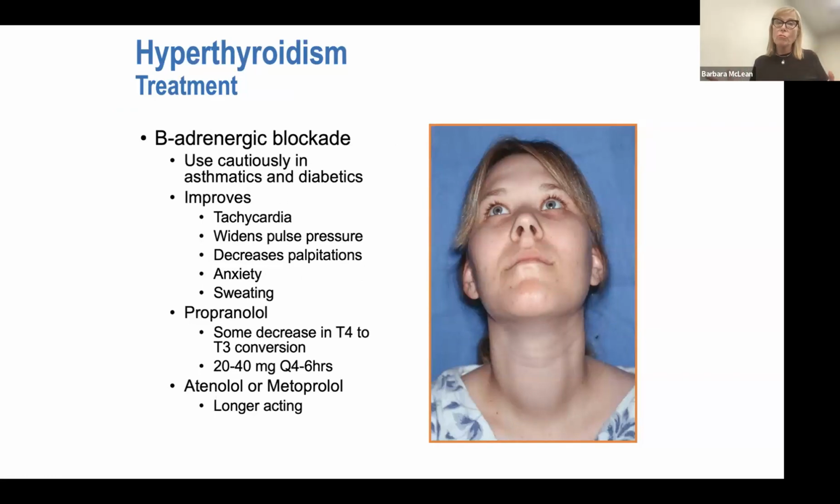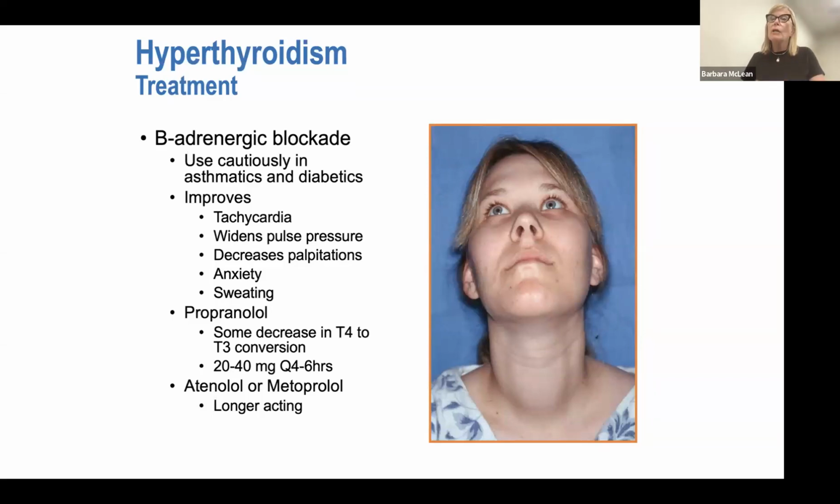So, hyperthyroid treatment. This patient is hyperthyroid. She doesn't have full exophthalmos. What you're seeing here is that this patient has a bilateral goiter, and you can see it in her neck. Now, goiters sometimes produce thyroid hormone. Sometimes they don't produce thyroid hormone. They're not definitive in terms of diagnosis.